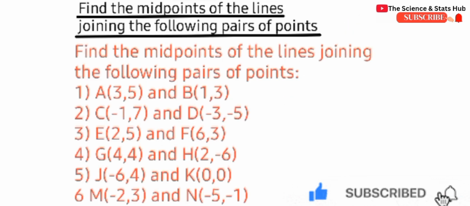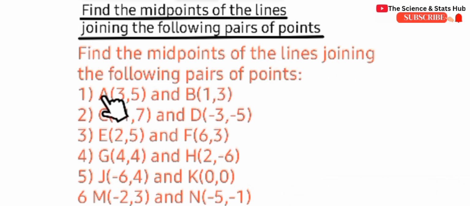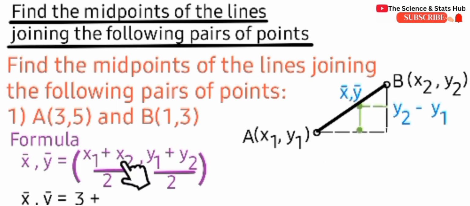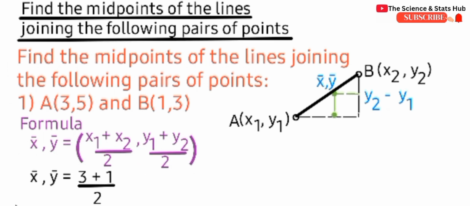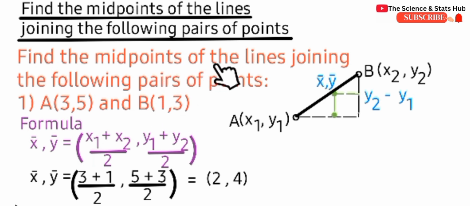Let's also solve 3 questions from this part, asking us to find the midpoints of the lines joining the following pairs of points. Now let's start with question 1. This is the formula used in calculating the midpoint of a line joining the following pairs of points: x1 plus x2 divided by 2, comma, y1 plus y2 divided by 2. At point A, the x1 is 3 plus x2, the x2 value is 1, divided by 2. The y1 value is 5 plus y2, the y2 value is 3, divided by 2. That equals 3 plus 1 is 4, divided by 2, 2, comma, 5 plus 3 is 8, divided by 2. Therefore, the midpoint of the line joining A and B is 2, 4.